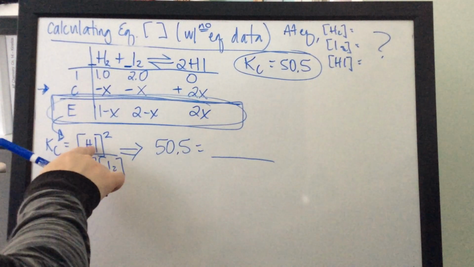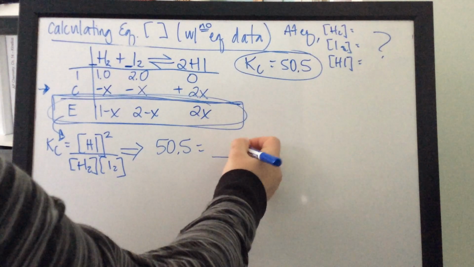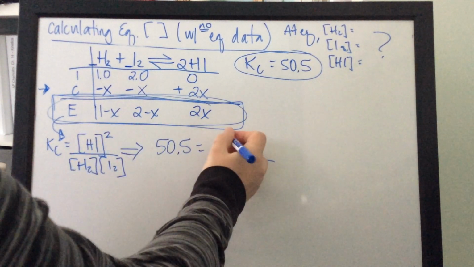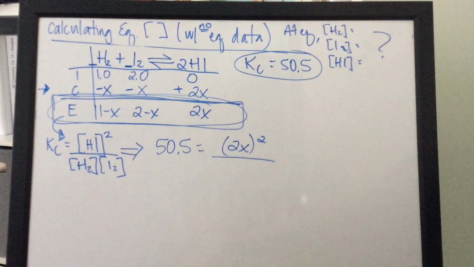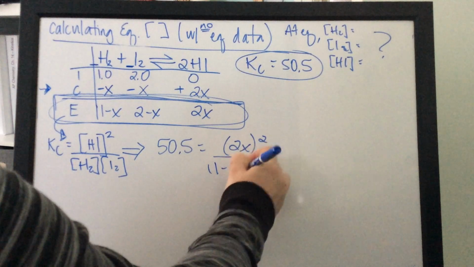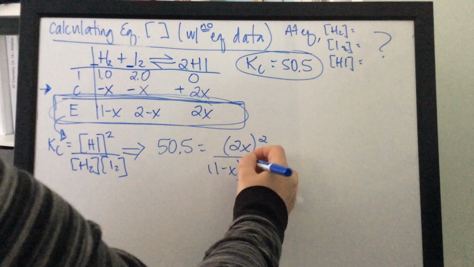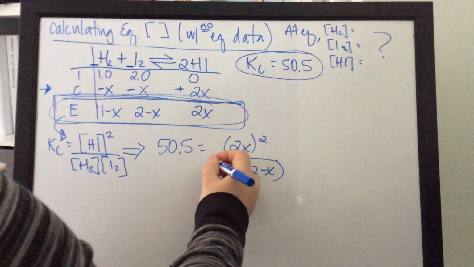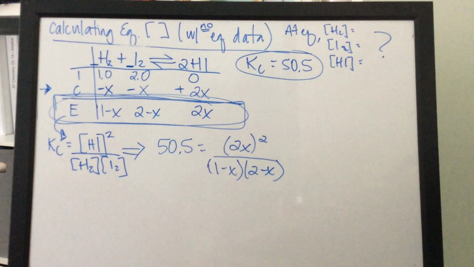I know that my HI concentration is being represented by 2x, right? But that whole quantity is squared. Okay, so I'm going to have to square the quantity of 2x. And then I know that my H2 concentration is being represented by 1 minus x. And I know my I2 is being represented by 2 minus x. Right, now this gets a little bit messy. So we'll walk through, of course, all of this together.